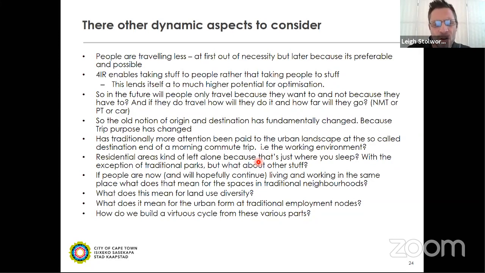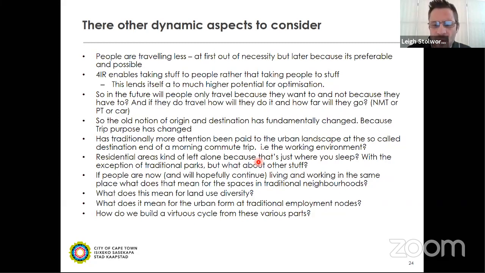And so the old notion of the origin-destination relationship is fundamentally shifted now because trip purpose has changed, because where we live and where we work is now kind of the same place. Traditionally, we spent a lot of time and energy thinking about the urban landscape at the so-called destination end of the commute trip, in other words, the work environment. And we didn't do much in terms of land use around the residential areas because that's just where you sleep, right? But it's not anymore because you work and sleep in the same place.